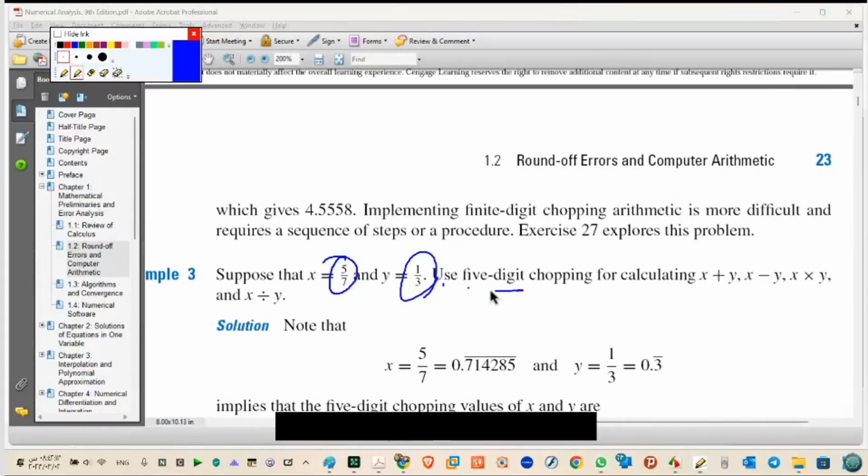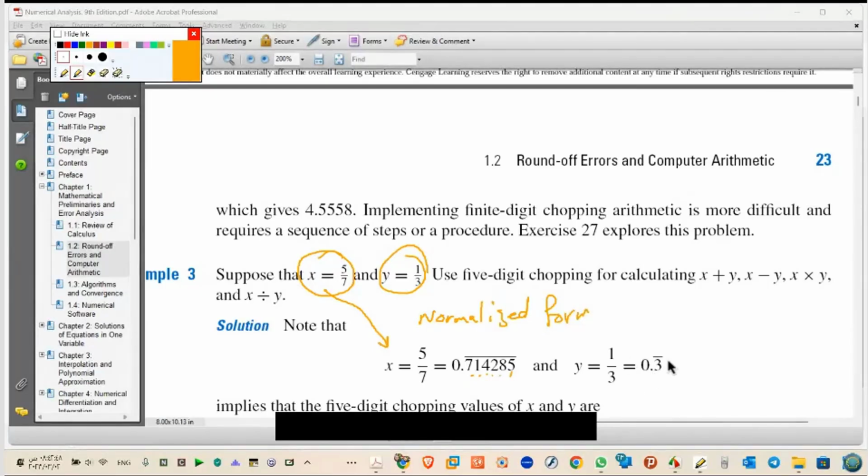Use 5 digits. This is first. The method is chopping. I want to calculate x plus y. So how many numbers do we have here? We have this one and this one. So let's take the first one, x equals 5 over 7. By calculator, it's 0.714285, this is the normalized form. Same thing for y: 0.3333333.